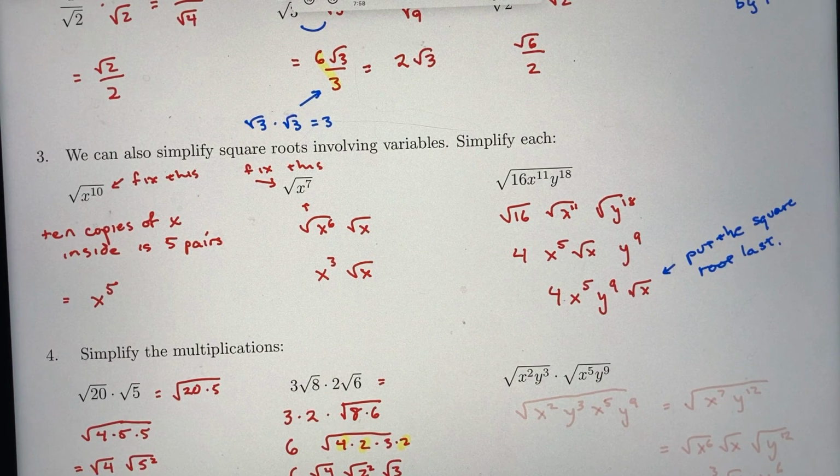Not too bad. Okay, so what do you do with this one? X squared, y cubed, x to the 5th, y to the 9th. Unlike numbers, since the exponents are small, let's just combine them together. And now that you're at this stage, you don't need to write this intermediate step. If you can see that this is x cubed root x, that's fine. You can go directly to that step. And again, put the square root last.